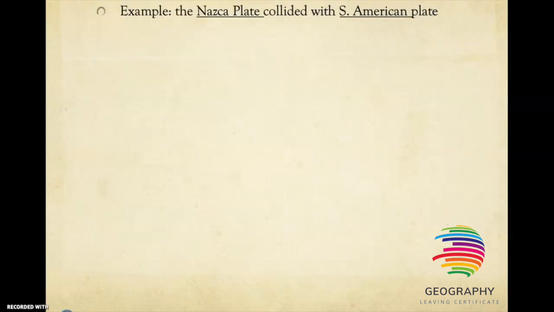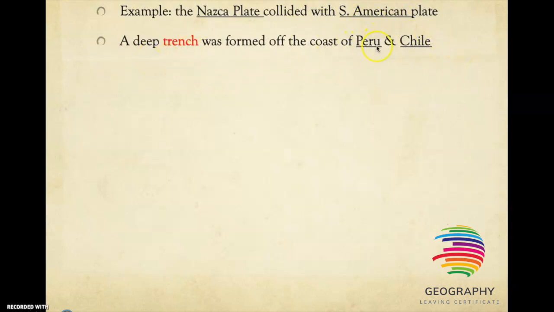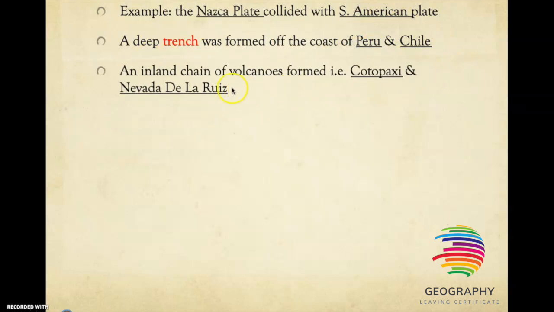So, what do we have? We have the Nazca plate colliding with the South American plate. We have a trench being formed off the coast of Chile and Peru. And we have a chain of volcanoes formed. The key volcanoes here are Cotopaxi and Nevado del Ruiz. We're going to talk about Nevado del Ruiz when we get to volcanoes, because this volcano gave out one of the largest lahar eruptions in recorded history. Very destructive, and we have to look at that. But those are the two volcanoes that are made.